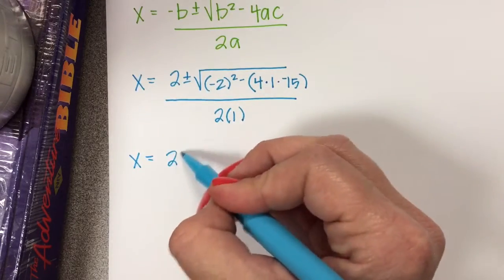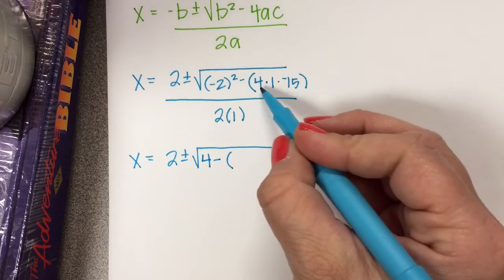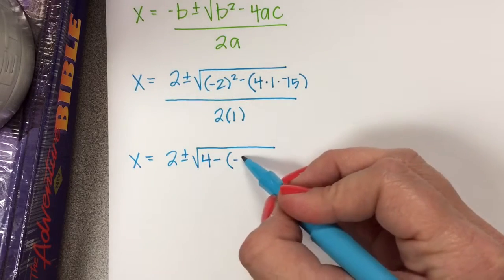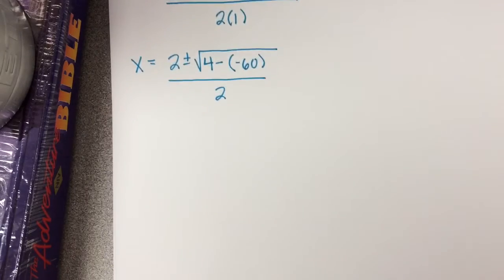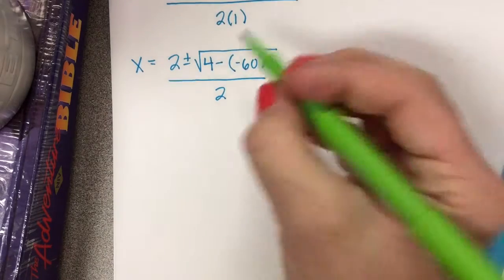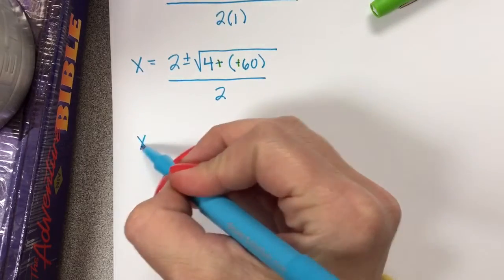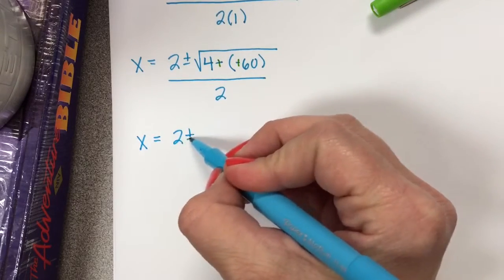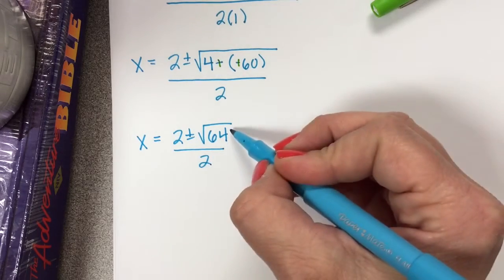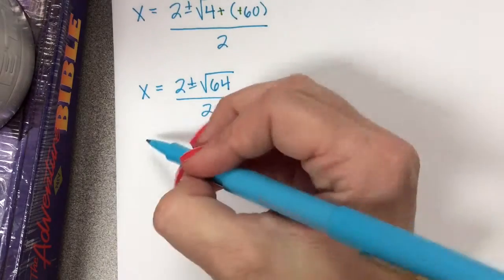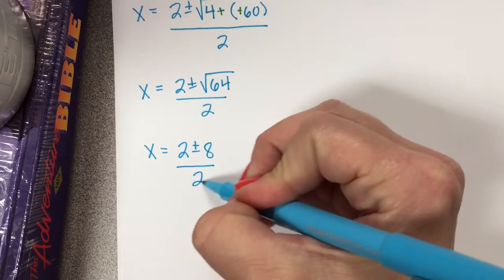So x equals 2 plus or minus the square root. Negative 2 squared is 4. 4 times 1 is 4, times negative 15 is negative 60, all over 2. Okay, so I think you can probably see where this is going. This becomes plus a positive. So now I have x equals 2 plus or minus the square root of 64 over 2. And the square root of 64 is 8. So x equals 2 plus or minus 8 over 2.